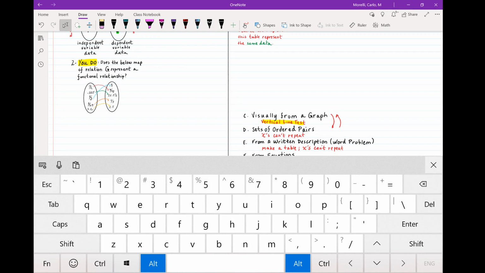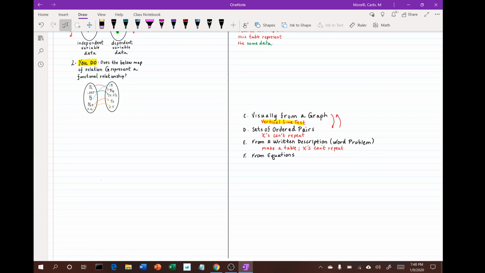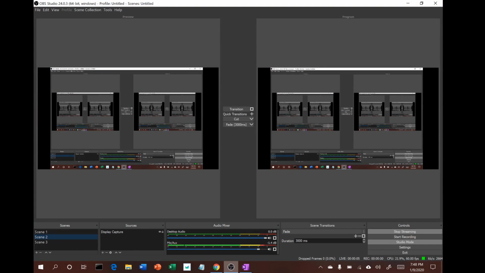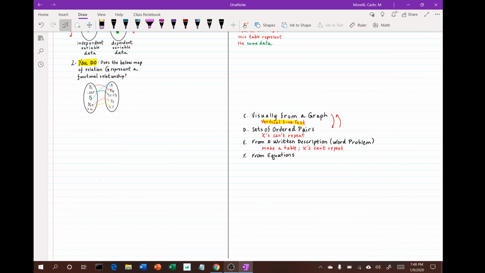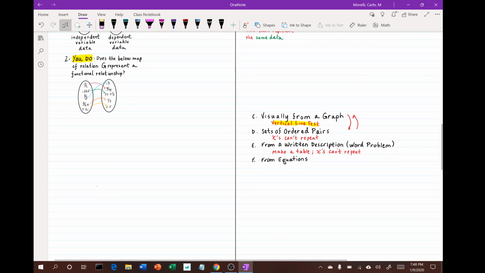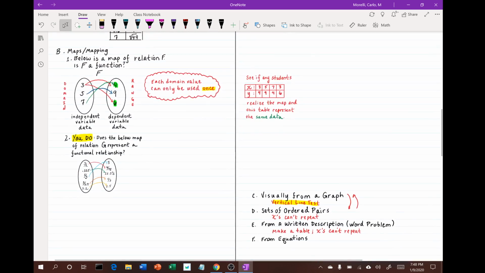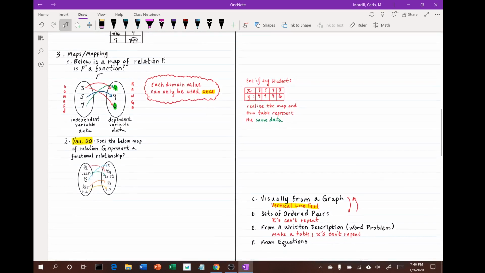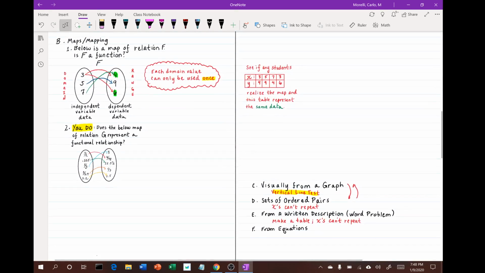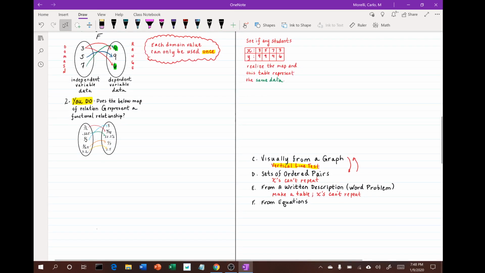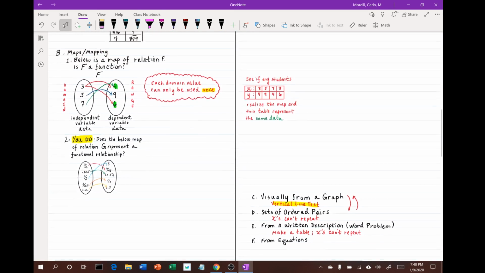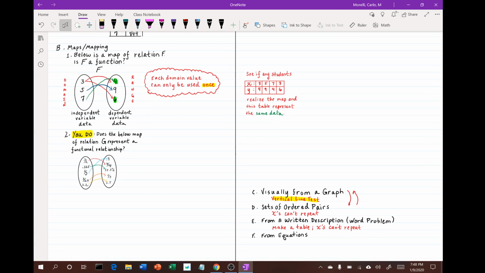So previously here, we were talking about, we were doing this where they were mapping and seeing if the map resulted in a function. Okay. And the thing that I had left undone was doing visually from a graph, sets of ordered pairs, from a written description, and from equations. So let's dive into this.